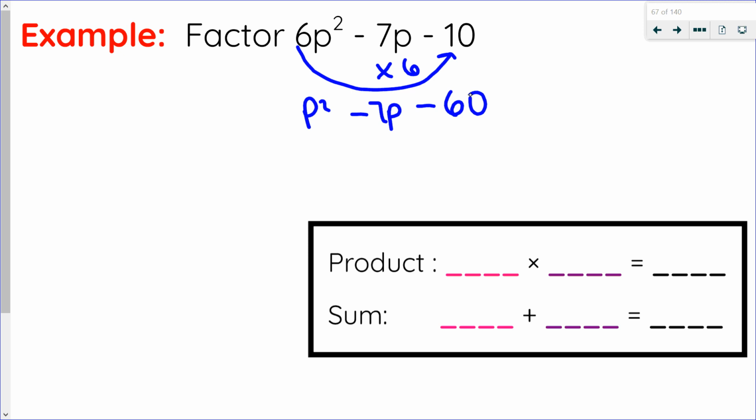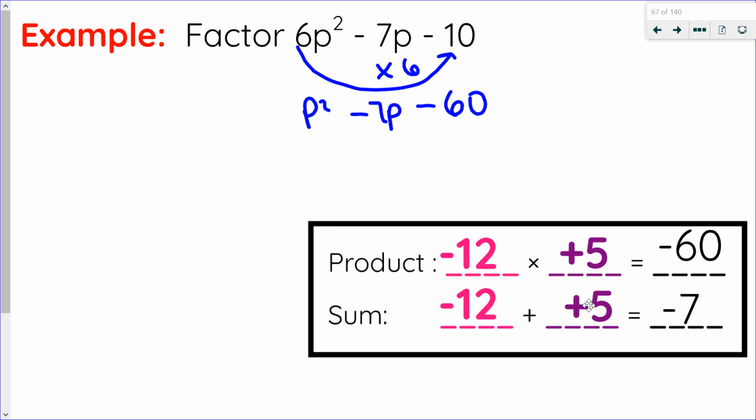So I'm looking for two numbers that multiply to my lonely number, -60, and add to the number in front of my variable, not my variable squared, which is -7. So if I have a product of negative and a sum of negative, that means my factors are positive and negative, and my bigger factor will be negative. So think about the factors of 60. You can list them out, run them through in your head, check on your calculator, but I know that -12 times +5 is -60, and -12 plus 5 is -7. So I'm ready to factor.